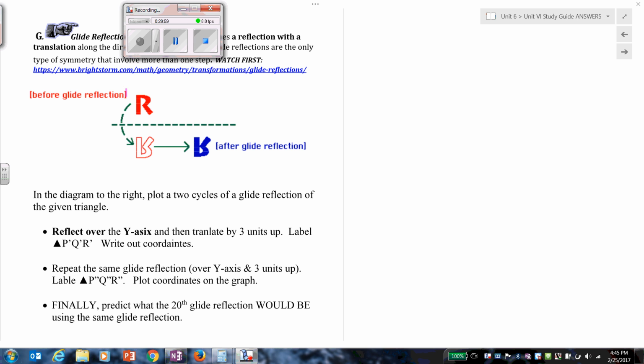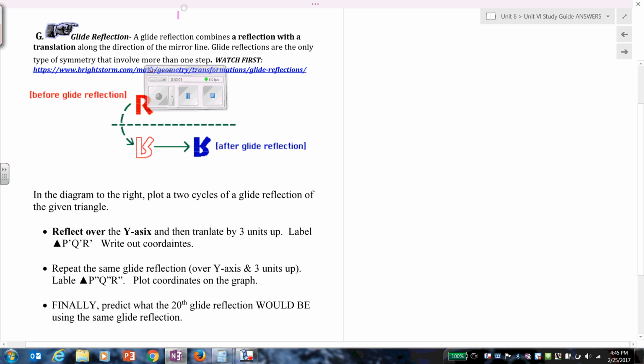Problem G. A glide reflection combines a reflection with a translation along the direction of a mirrored line. Glide reflections are the only type of symmetry that involve more than one step. There's a video for you there as well as a diagram. This is called a combination transformation. In the diagram to the right, plot 2 cycles of a glide reflection of the given triangle.